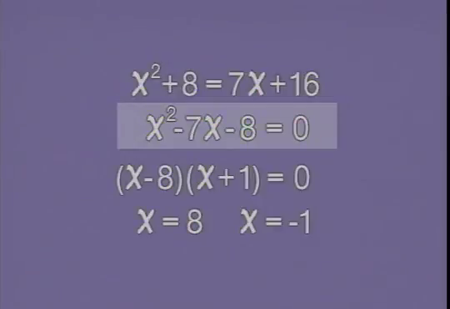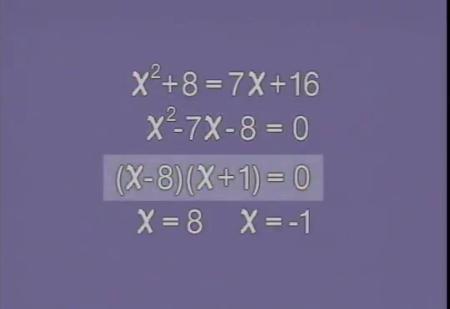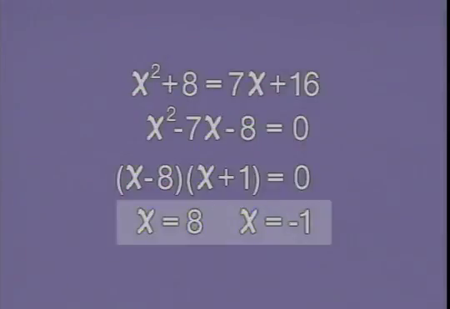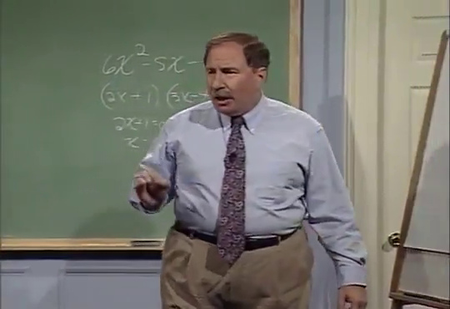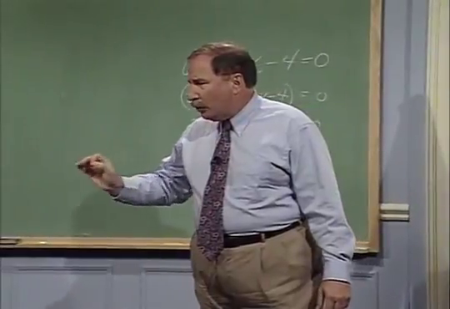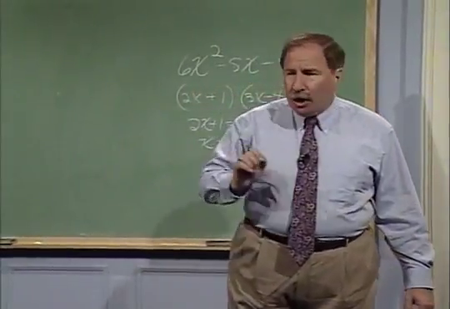Opposite signs, we subtract, we get 7. 8 and 1 seems to work, so we get x minus 8 and x plus 1 equals 0. We set each factor equal to 0 and solve, and we get x equals 8 and x equals negative 1. So, what we've seen so far is we can set a quadratic equation equal to 0, and we can factor.